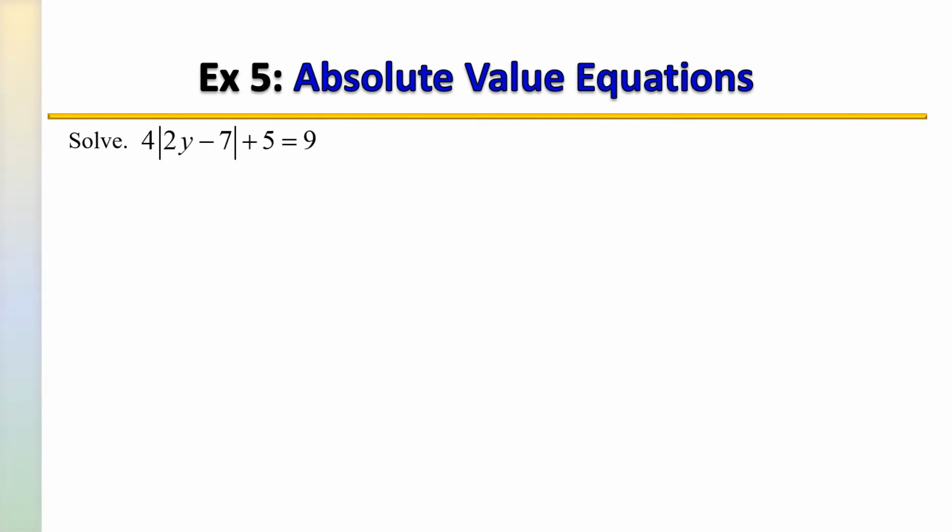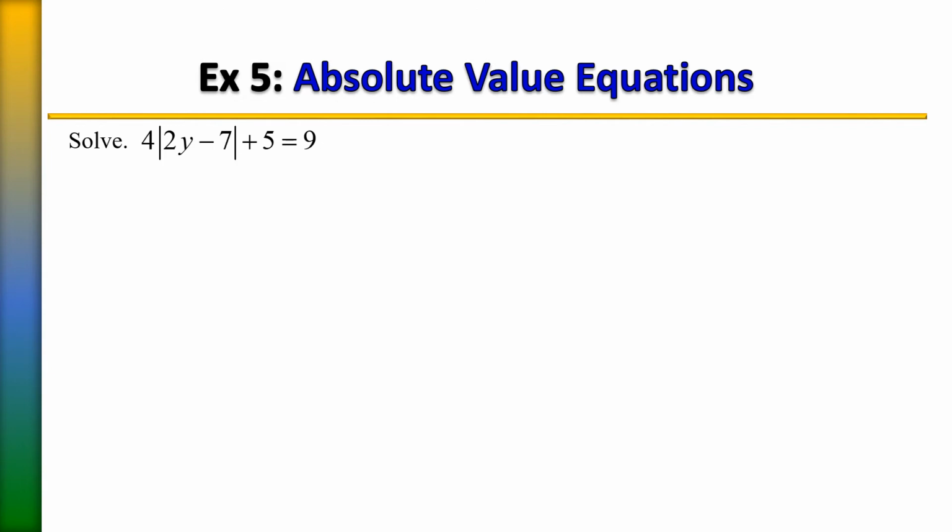All right, so here's another example. In this example, though, notice that you have a number that is sitting close to the absolute value bar with no sign in between it, meaning no plus, no minus. So what that means is that 4 is being multiplied with the absolute value. So one of the rules for absolute value equations, if you're going to solve them, is you have to isolate the absolute value symbol. In other words, get it by itself on one side.